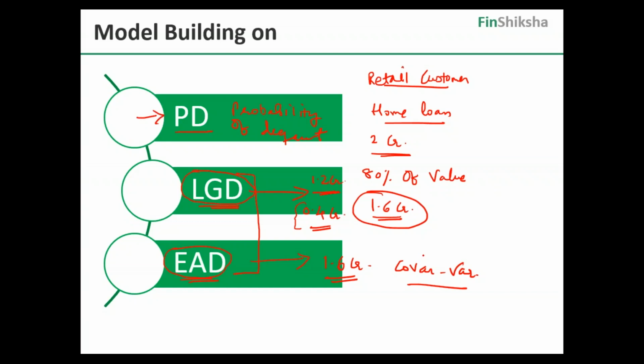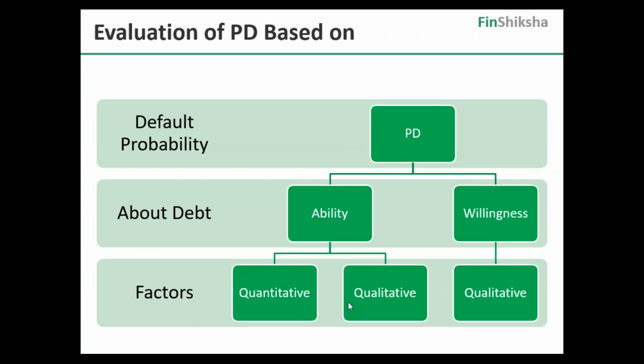Today's focus is on probability of default. How do we find a probability of default? How often or how likely is it that this particular company or institute will default? What is the probability? In the meantime, I have some questions. So moving on.